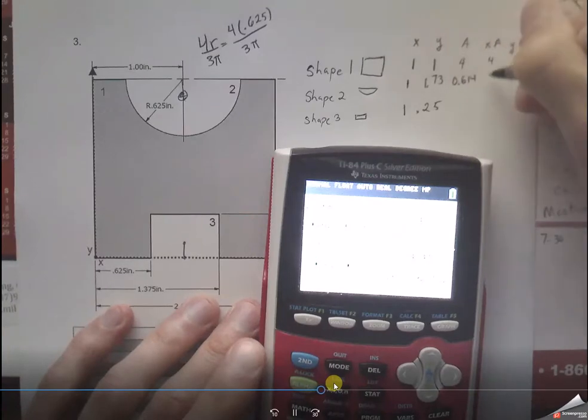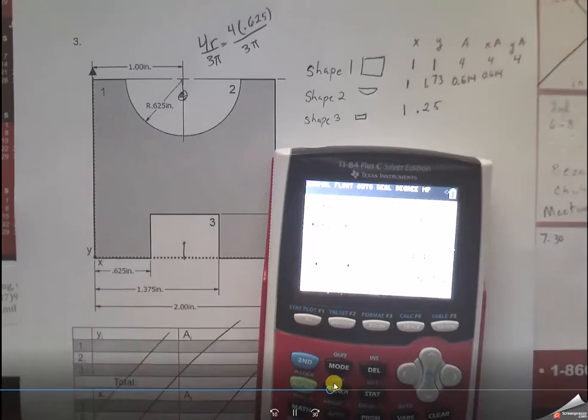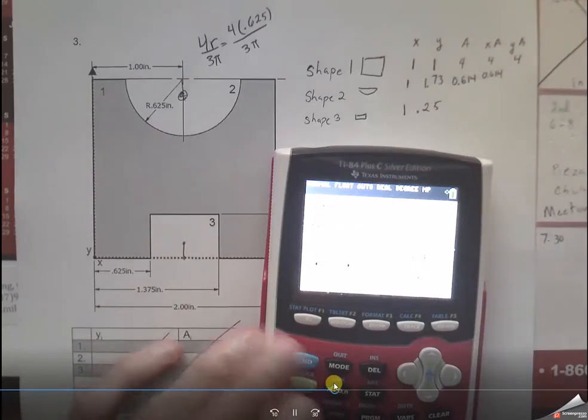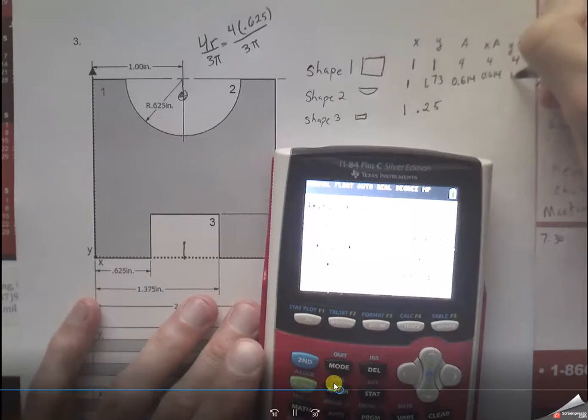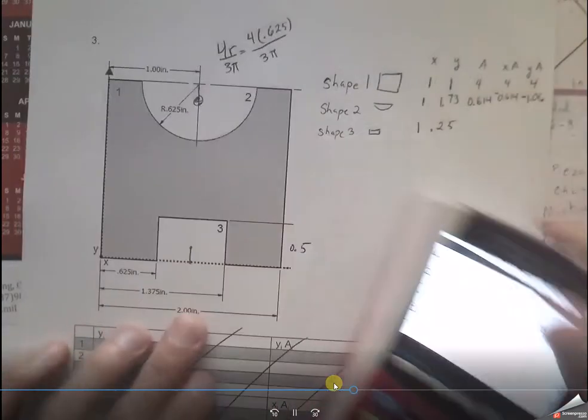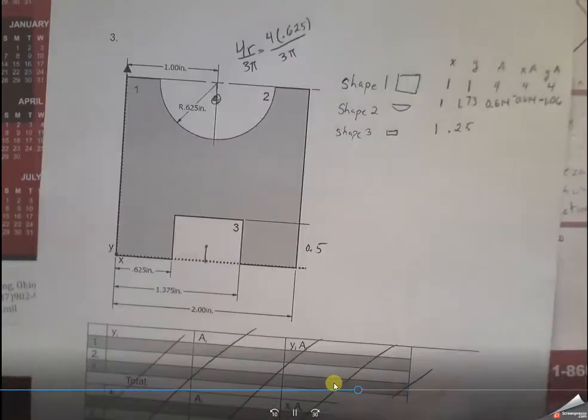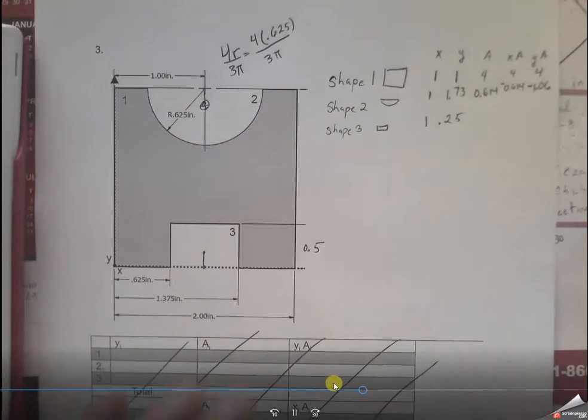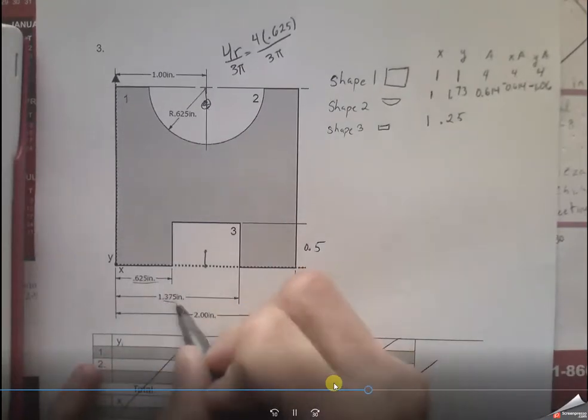Can't see the calculator, but we have area of a circle is pi r squared, radius being 0.625, so pi times that squared. Divide that by 2, we got an area of 0.614. 1 times 0.614 gives us a negative 0.614. 1.73 times 0.614 gives us a negative 1.06. Why is it negative? Because we're cutting that shape out, so the area is negative.